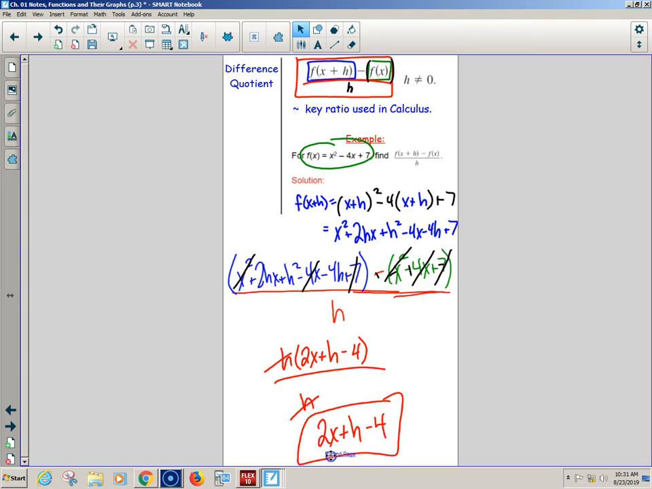And then John would say, sweet, so the derivative is 2x minus 4, but that's not for you guys. Actually, he would have said that way back there.